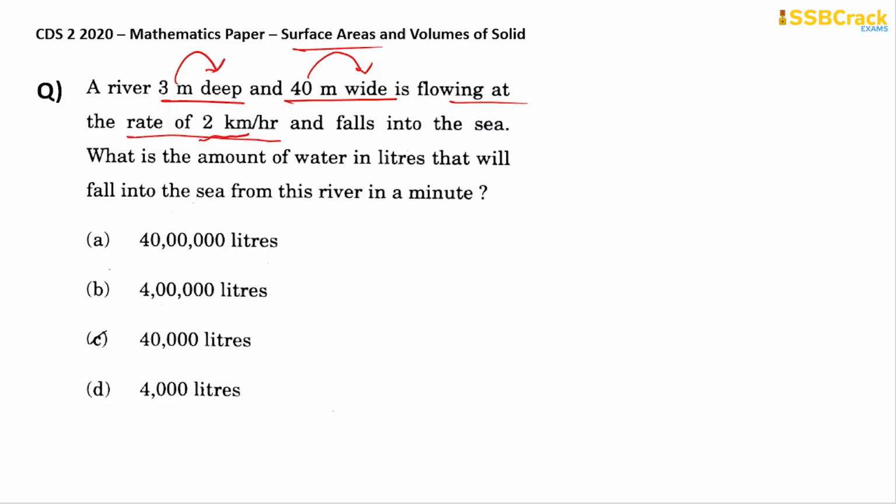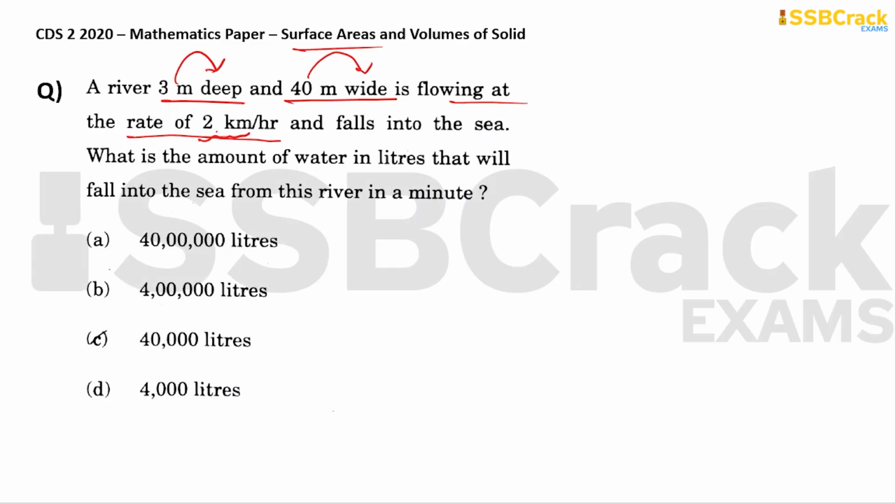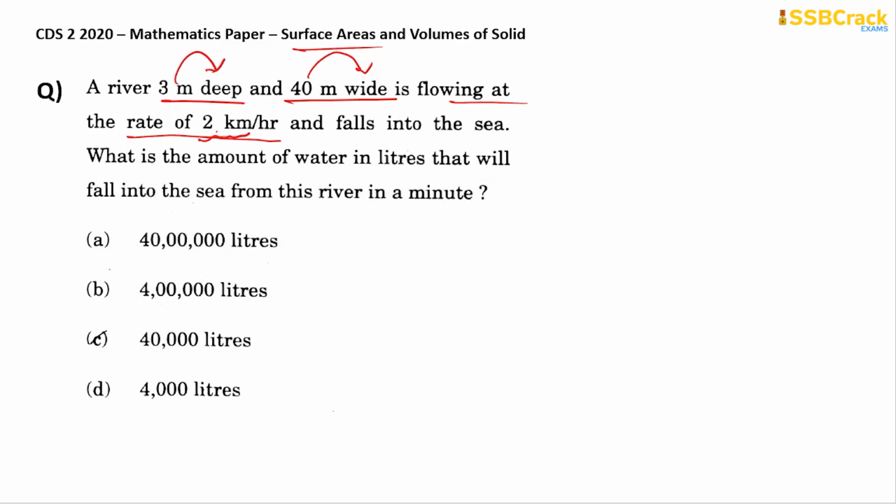So this rate of flowing here, the distance traveled by the water, is nothing but the length we have to consider for that river. So here it's 2 km in 1 hour. So you have to express the kilometer unit in terms of meters only, because other parameters are in meters. Alright, that's fine. So this river is flowing and falls into the sea.